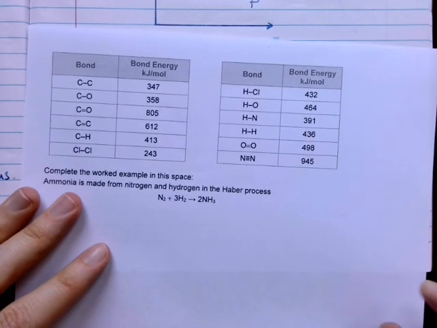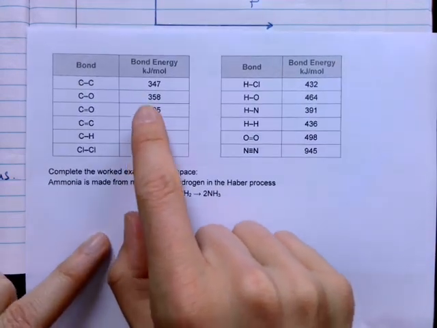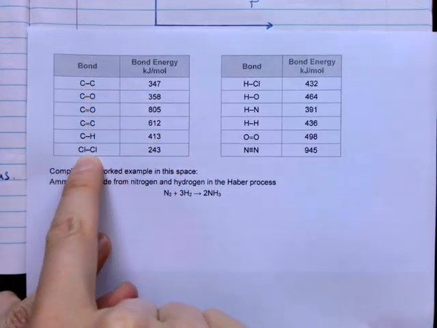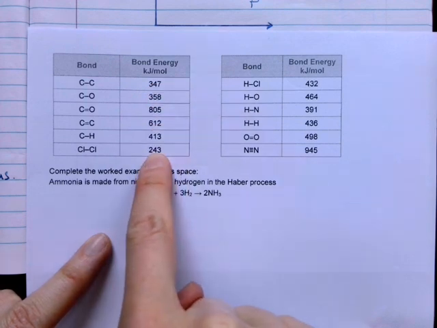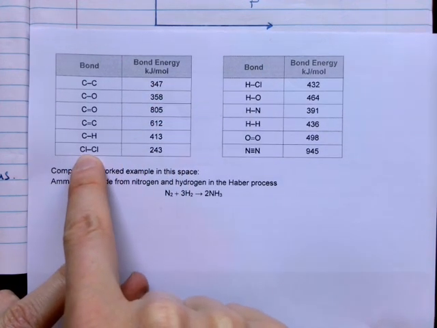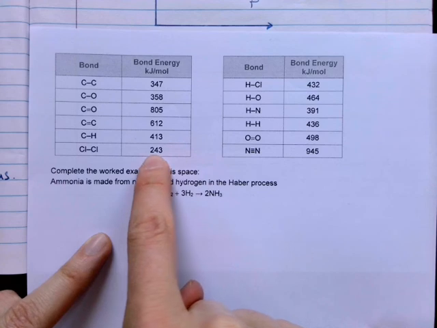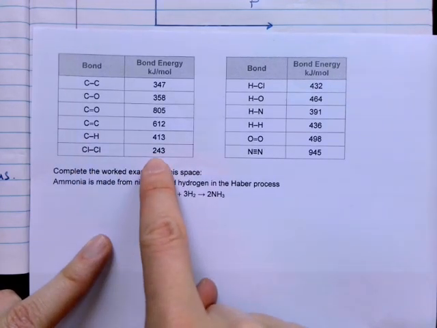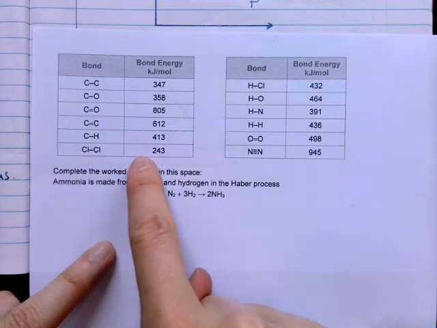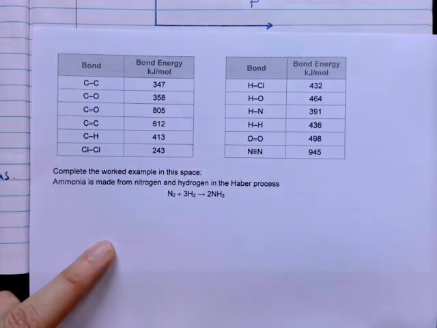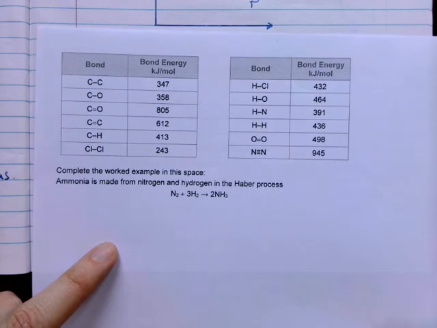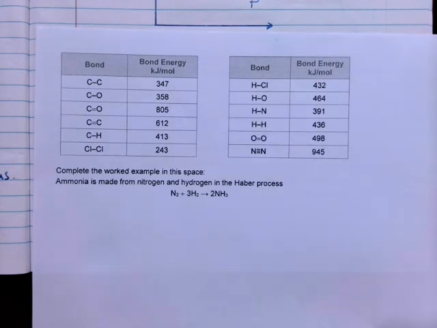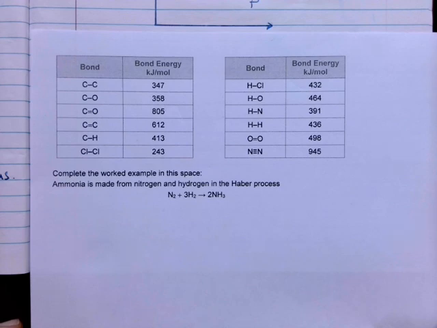You will quite often be given a table that looks something like this. You have the bond, and then you have the bond energy. We were just talking about chlorine bonds, and you can see here that the bond energy is 243. That means if I break 1 mole, I need 243 kilojoules, and if I make 1 mole, I produce 243 kilojoules. So now let's use this table to work out the bond energies for a few molecules.